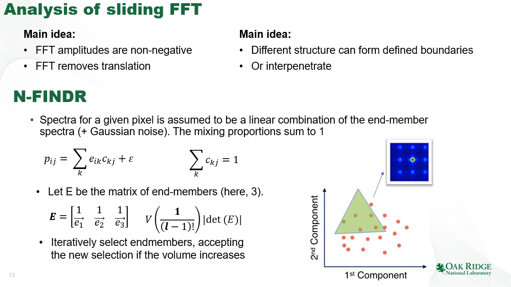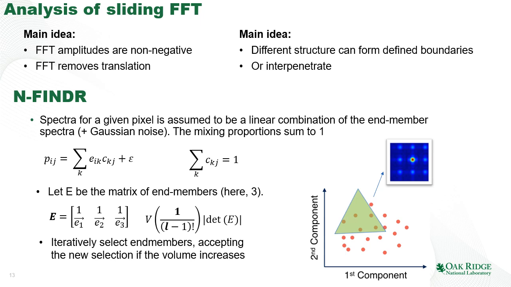So it turns out that there is, in fact, a multivariate analysis method which is ideally matched to the physics of the Fourier transform. This is the so-called n-finder, where we assume that the spectrum, or in our case the Fourier transform, at a given pixel, so pixel in this context would be our tile, is a linear combination of n members, and this mixing sums to one. We discussed the n-finder and closely related Bayesian linear mixing in the previous lecture.